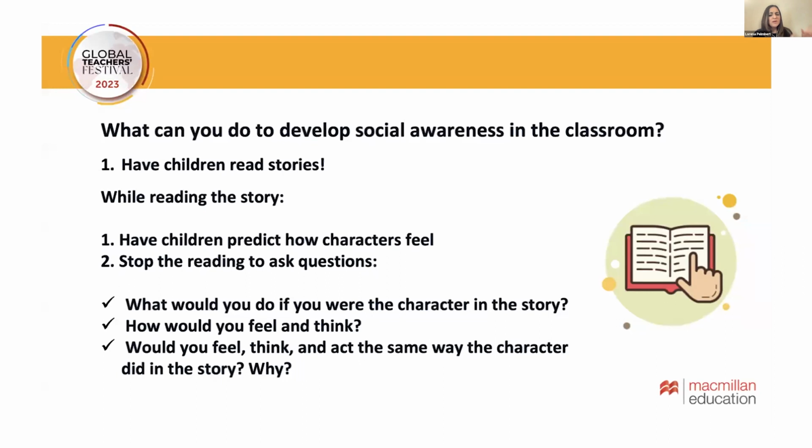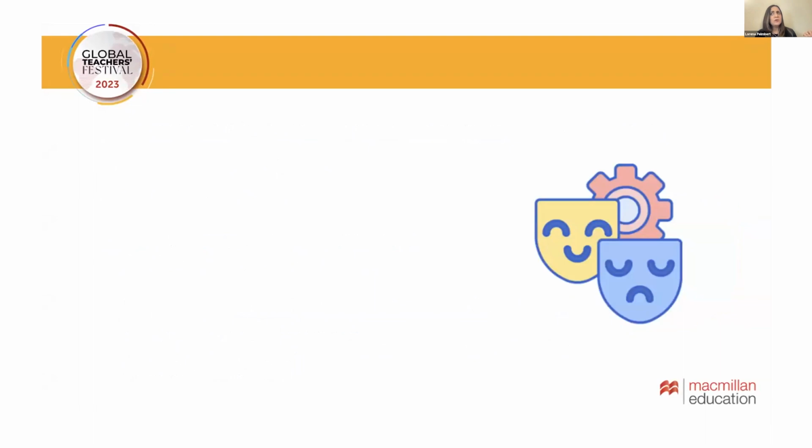So they start putting themselves in others' shoes. What would you do if you were the character in the story? How would you feel, think, and act? Would you do it the same way as the character did in the story? Why? For example, if you're reading The Three Little Pigs, you can ask them, what would you do if you were the wolf? Would you do the same? Would you try to eat the pigs? Yes or no? And why? Okay. What do you think the wolf was feeling?